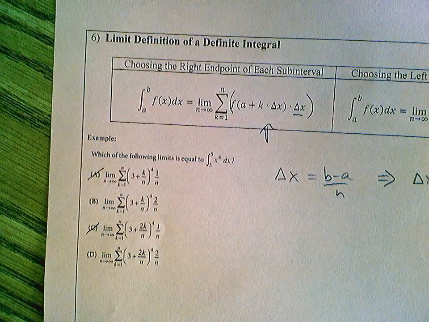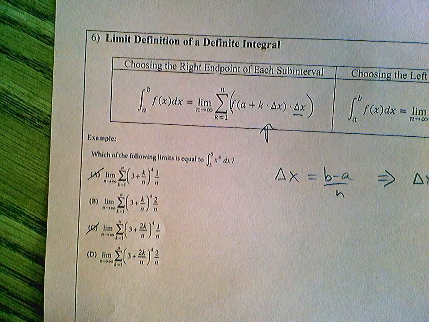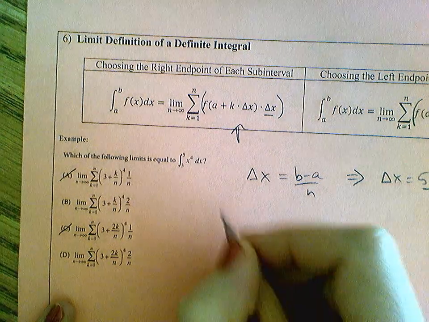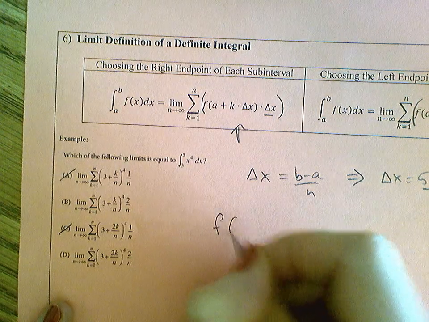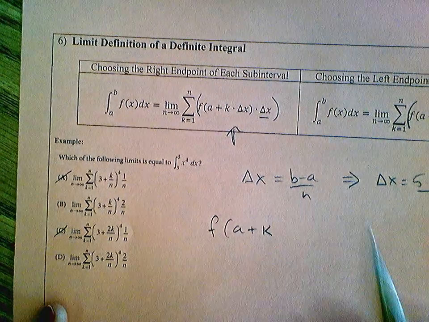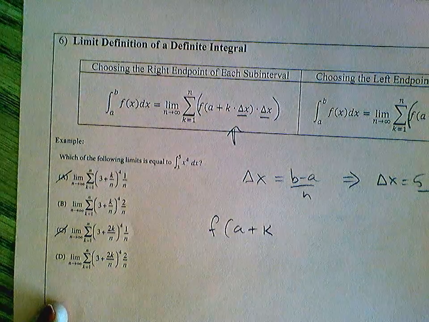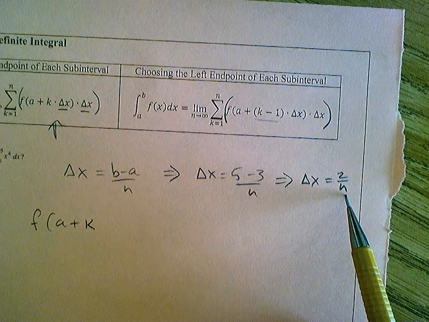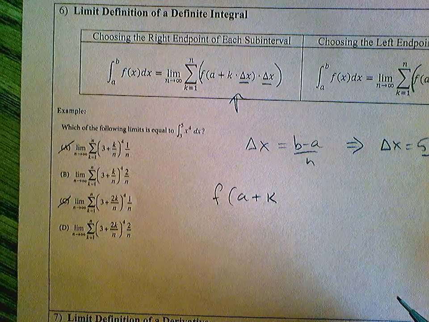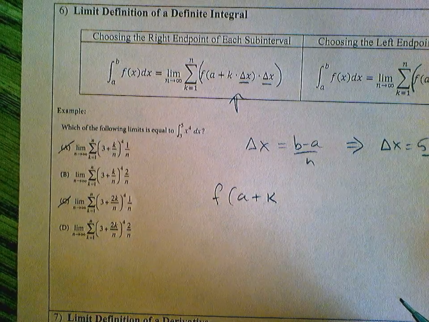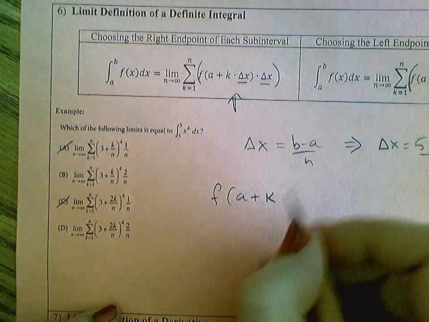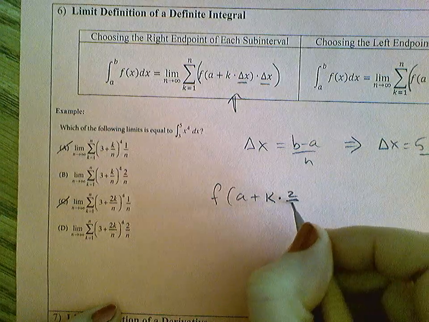And now, after you figure that out, you should figure out what f of a plus, in this case, k, and then delta x, we just figured out is 2 over n. So it's really going to be 2k over n, I guess. Or k times 2 over n.